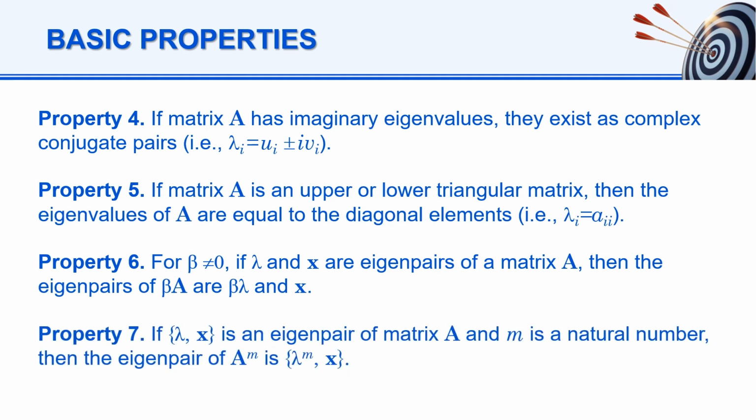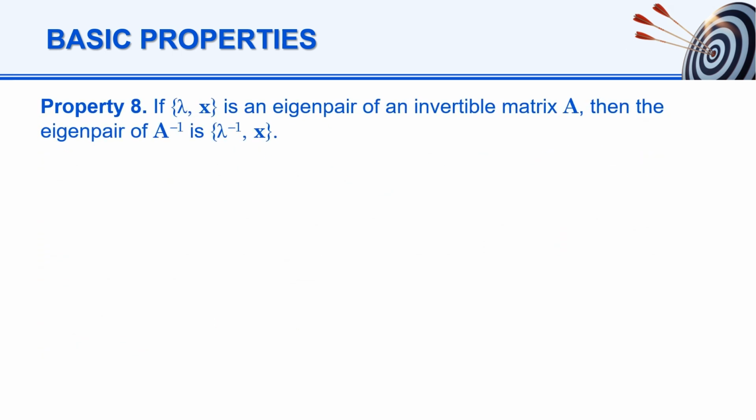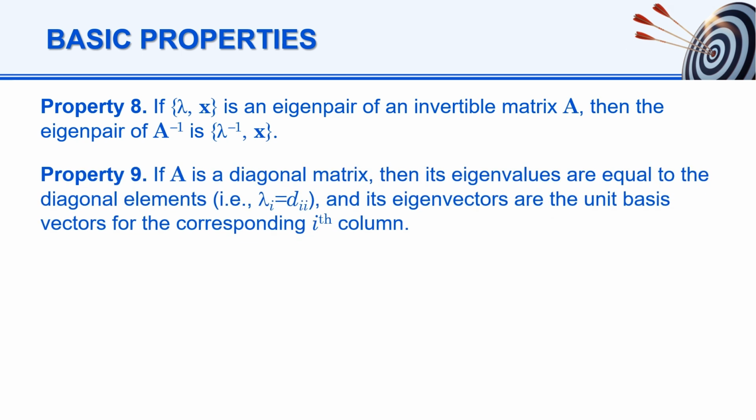Property 7. If (λ, x) is an eigenpair of matrix A and M is a natural number, then the eigenpair of matrix A to the M is λ to the M and just x. Property 8. If (λ, x) is an eigenpair of an invertible matrix A, then the eigenpair of inverse A is inverse λ and just x. Property 9. If A is a diagonal matrix, then its eigenvalues are equal to the diagonal elements, i.e., λ_i = d_ii, and its eigenvectors are the unit basis vectors for the corresponding ith column.